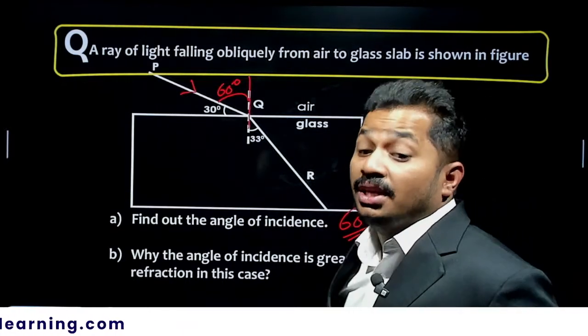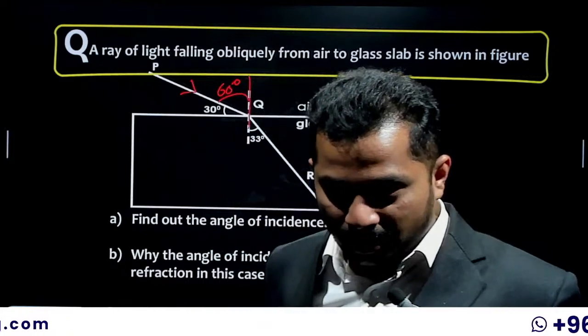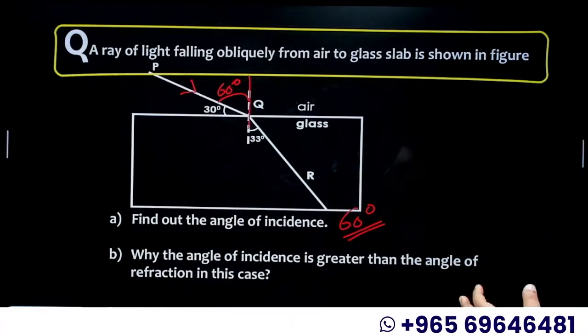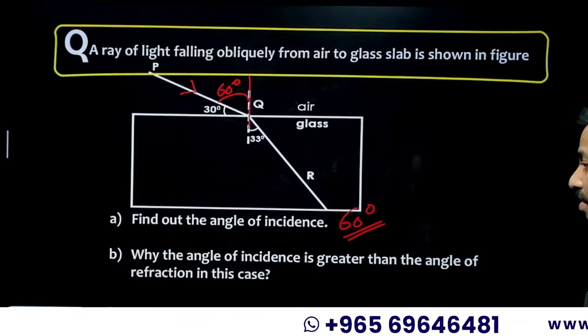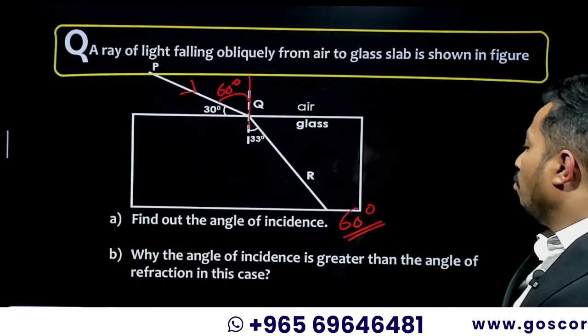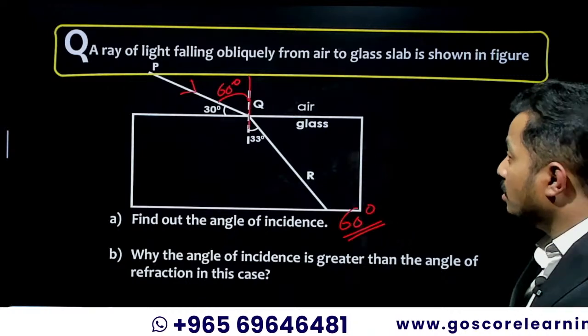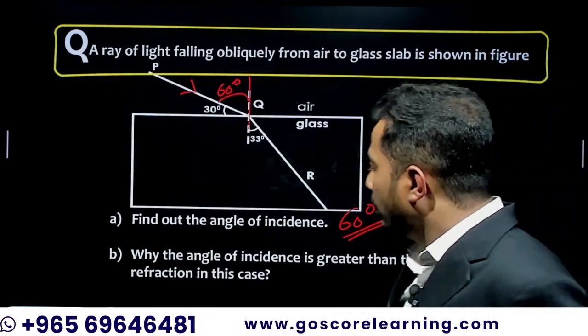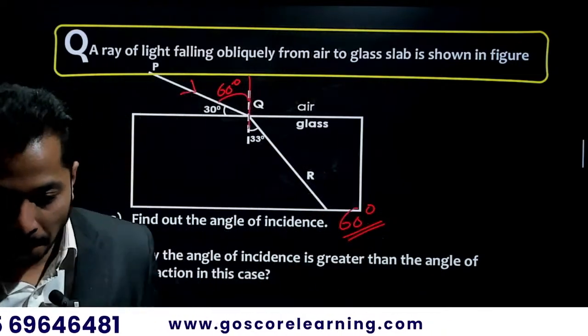Angle of incidence is 60 degrees. Don't lose it. Where the angle of incidence is greater than the angle of refraction in this case. Angle of incidence is 60 degrees and angle of refraction is 33 degrees. What is the answer?